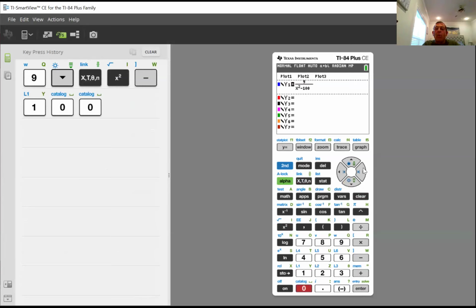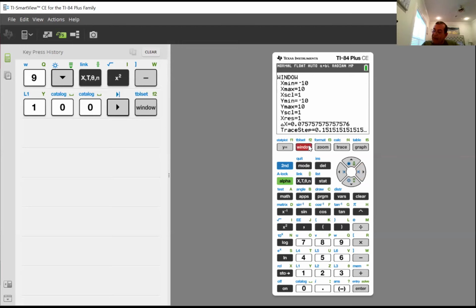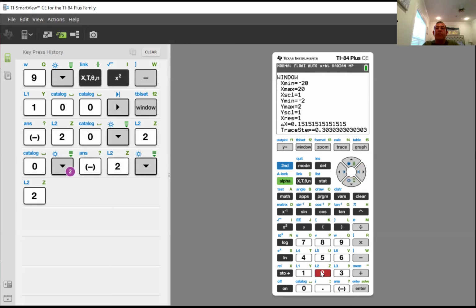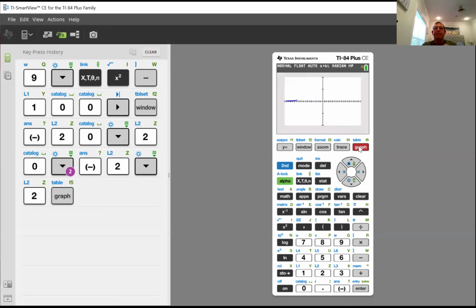Now, I'm going to set my window to match what they had. I had negative 20 for the left x, positive 20 for the maximum x. And then down here on my y minimum, I was doing negative 2, and the y maximum was a positive 2. So now when we graph it, we can pick our picture.